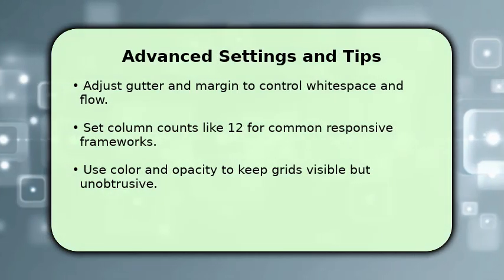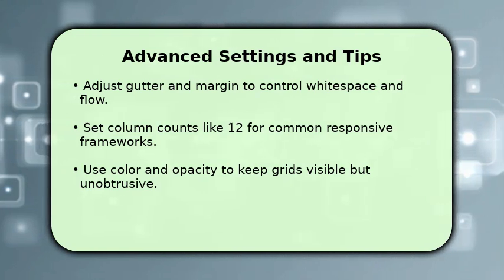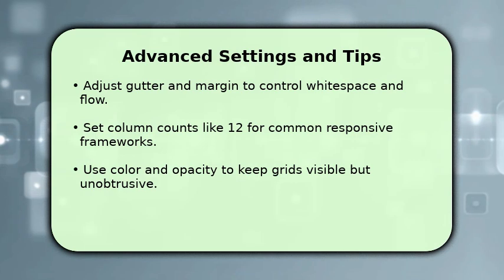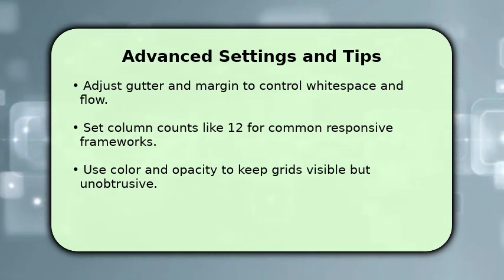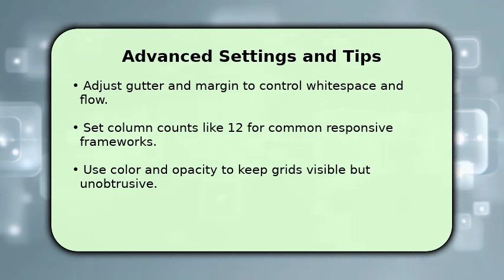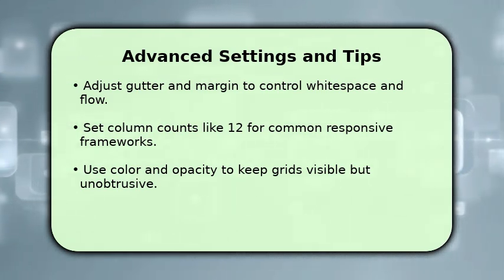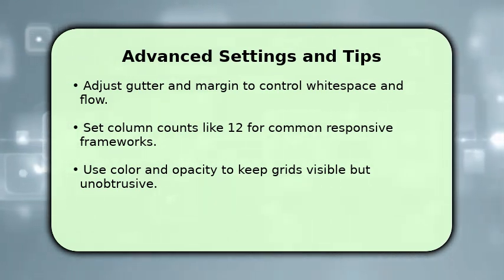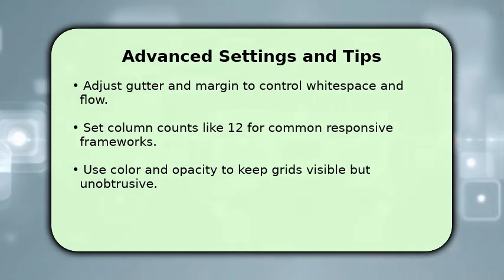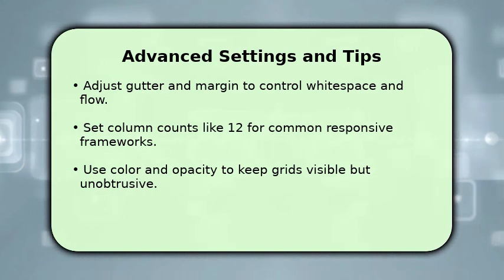Advanced grid settings let you tailor structure to projects and teams. Change column count to match frameworks such as 12 or 16, tweak gutter and margin for desired white space, and set column widths to fixed or stretch. Use subtle colors and low opacity to keep the grid helpful without overpowering the design. I'll also share shortcuts for copying grid styles and using constraints for adaptive layouts to save time.